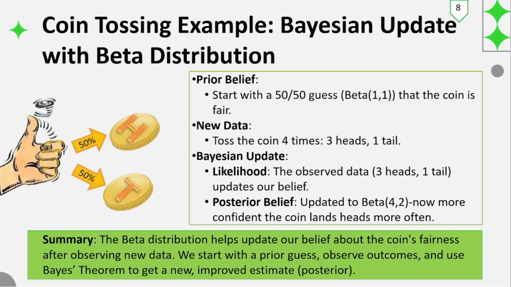So basically the probability of getting a head will be calculated with the help of beta type 1 distribution, because our prior belief was 50-50% and the posterior belief that we get from the experiment is different. The likelihood observed from the new data is 3 heads and 1 tail, but the posterior belief will be the updated one, beta distribution (4, 2). Now we are more confident the coin lands heads more often. Summary: the beta distribution helps us update our belief about the coin's fairness after observing the new data.